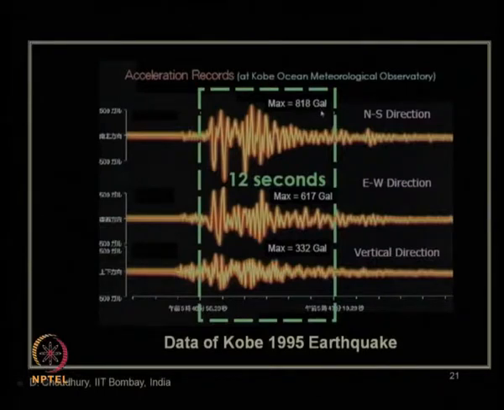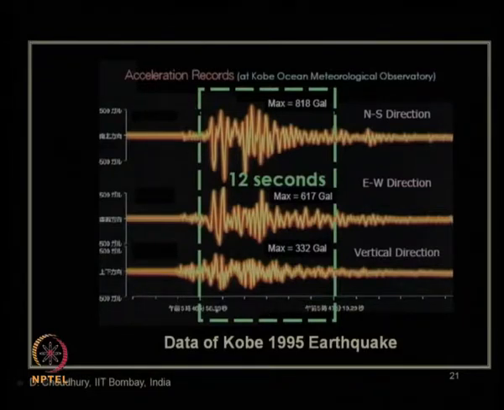The typical conversion you can do with this is, 818 gal will be close to about 0.818 G. So, that can be a typical conversion from a gal unit to SI unit. The second acceleration record shows the east-west direction record of the horizontal acceleration, and the third record shows the vertical acceleration record, acceleration versus time.